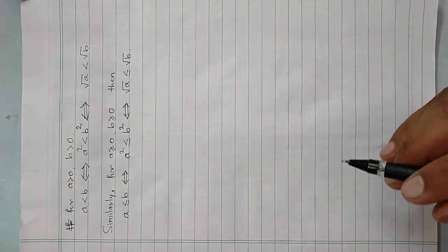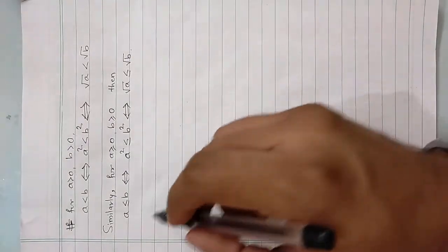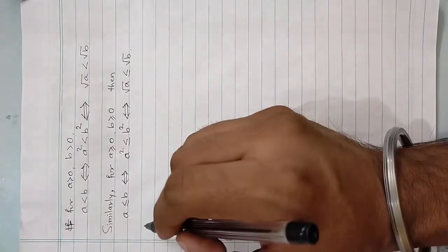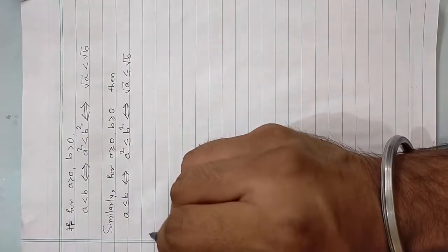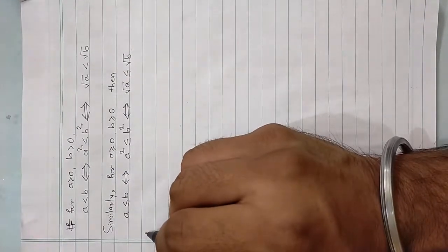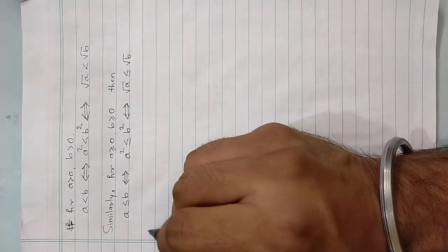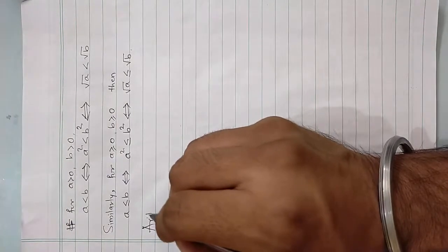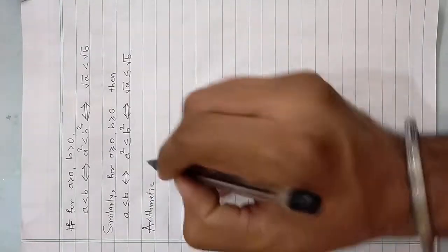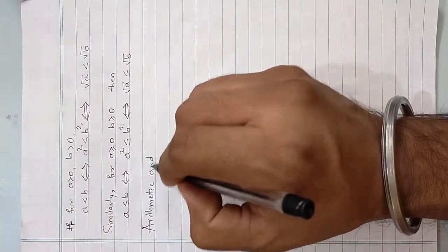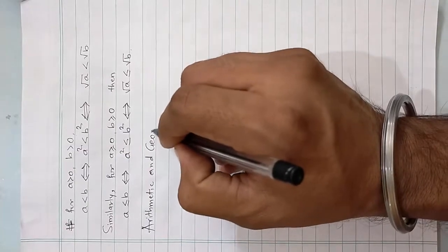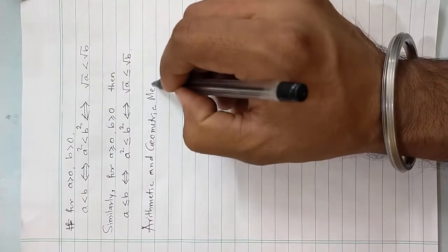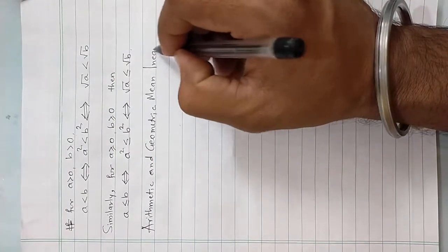Right. So now let us see some other example, which is nothing but some result associated with real numbers. So let us consider the arithmetic and geometric mean inequality.